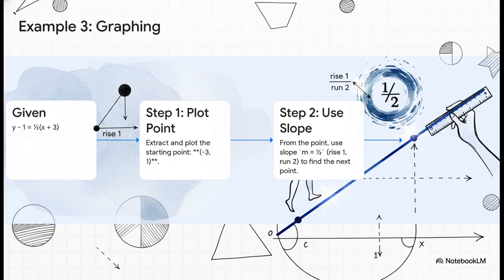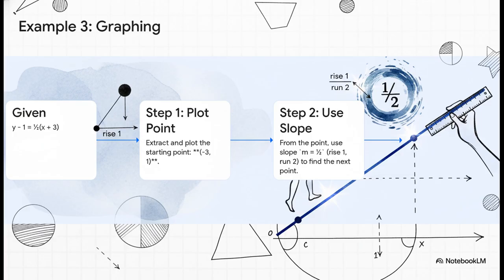Okay, last example. How do we actually graph one of these things? Let's use the equation y - 1 = 1/2(x + 3). It's a two-step process. Step 1, find and plot your starting point. And what's our number 1 rule? The sign rule. x + 3 means our x-coordinate is actually -3. y - 1 means our y-coordinate is positive 1. So we find (-3, 1) on the graph and put a dot right there.